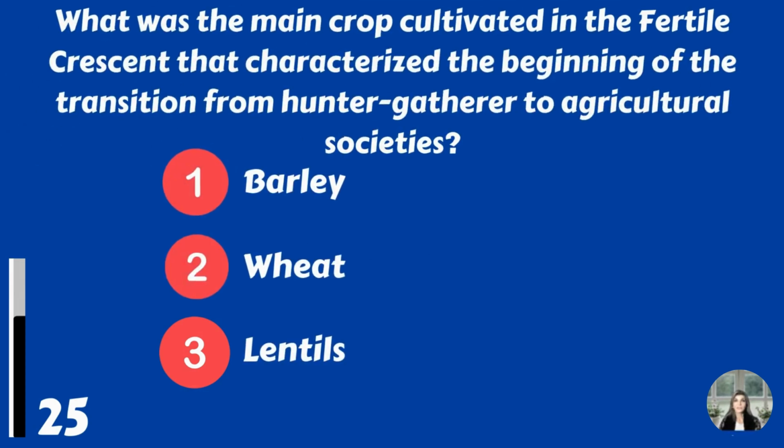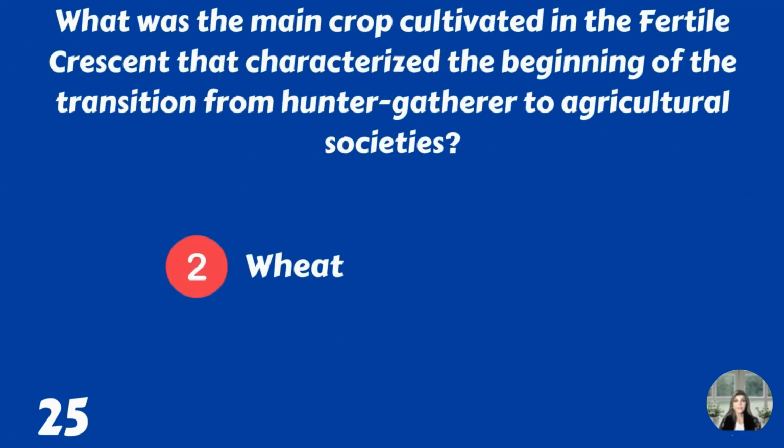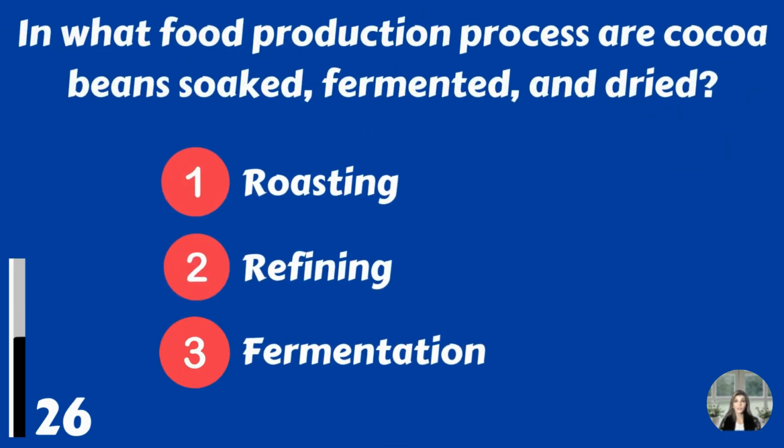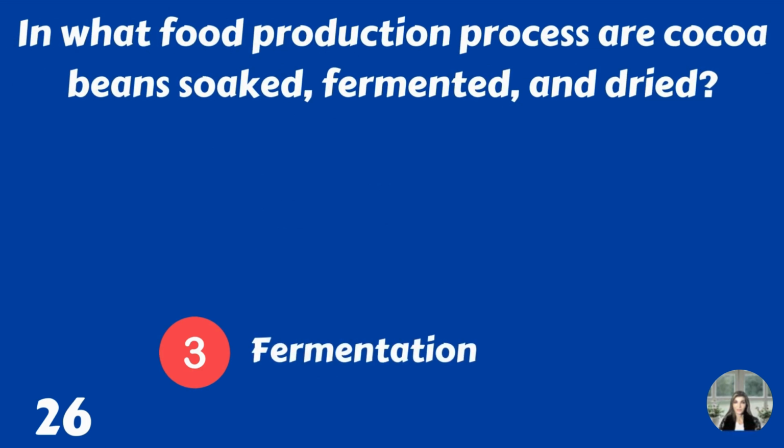What was the main crop cultivated in the Fertile Crescent that characterized the beginning of the transition from hunter-gatherer to agricultural societies? Barley, wheat, or lentils? Wheat. In what food production process are cocoa beans soaked, fermented, and dried? Roasting, refining, or fermentation? Fermentation.